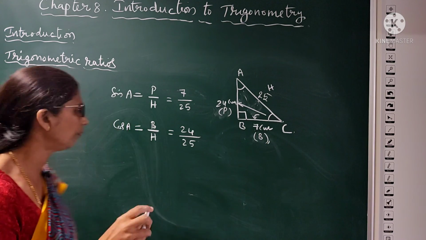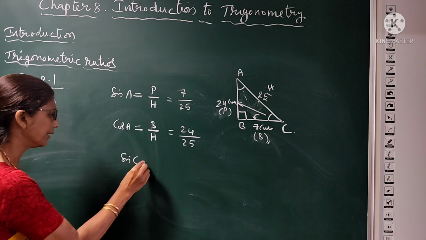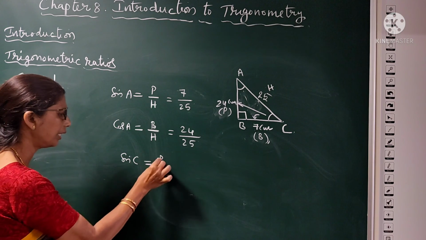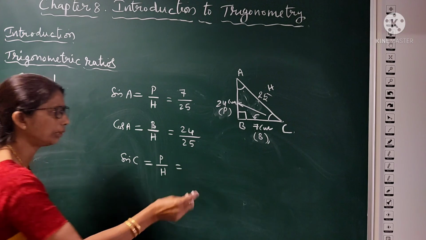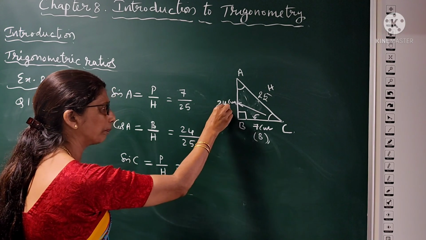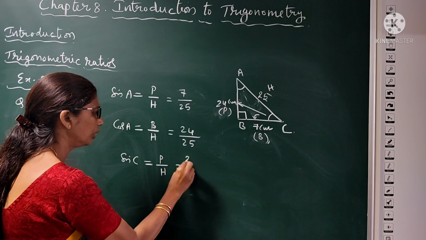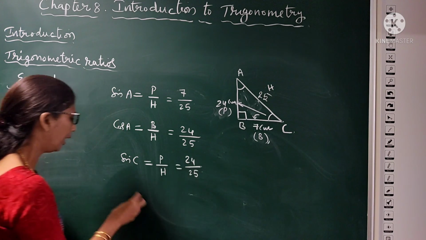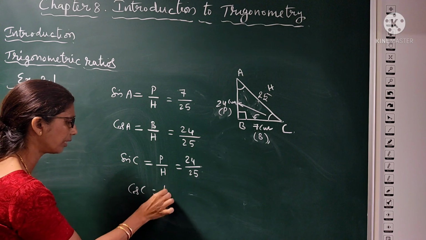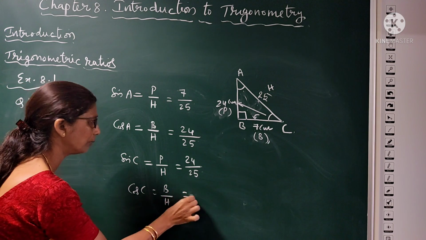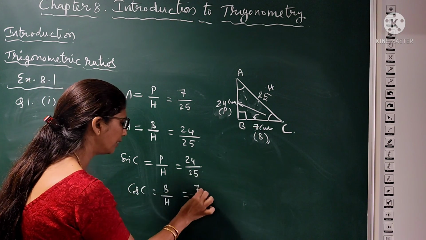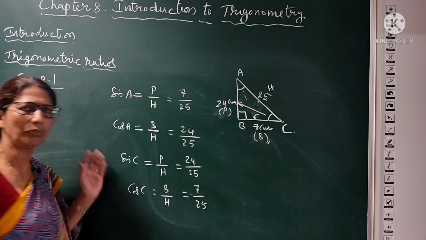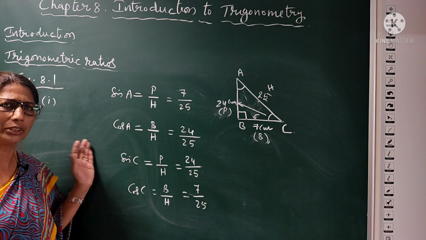Now from this we can find sin C. Sin C equal to, again the formula P upon H, that is perpendicular, this one. For C it is coming 24 upon hypotenuse, same only, 25. And cos C is B upon H, that is base 7, that is 7 upon 25. This is the first question. I think you understood this video.